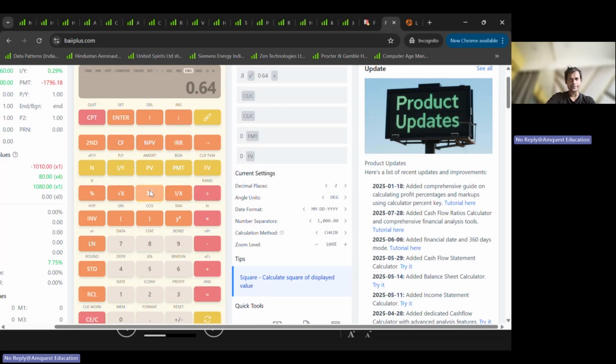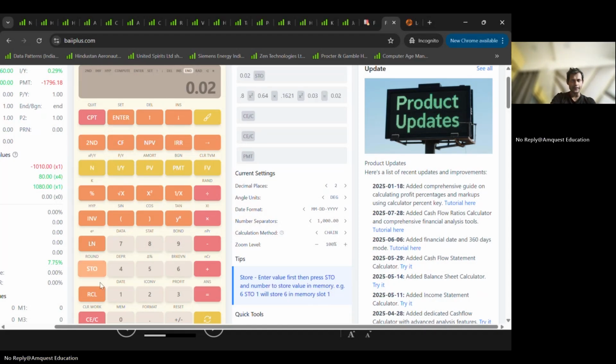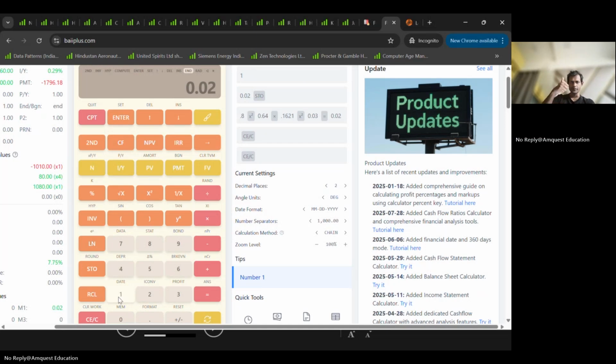Multiply by 0.1621 square. Right? Now, what is the answer? This is the answer, 0.02 whatever it is. I will store it in 1. Got it? Now, let me do the other sum, other part.